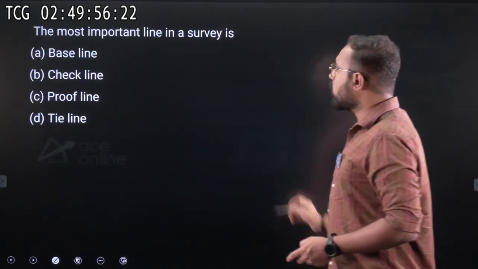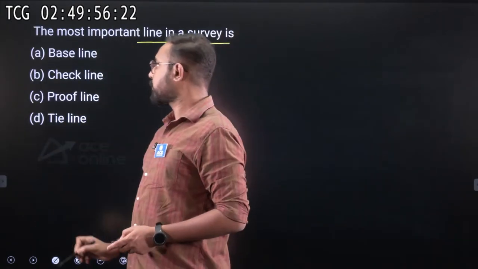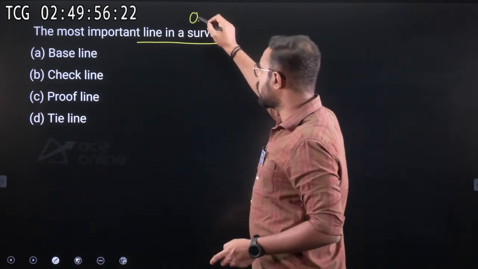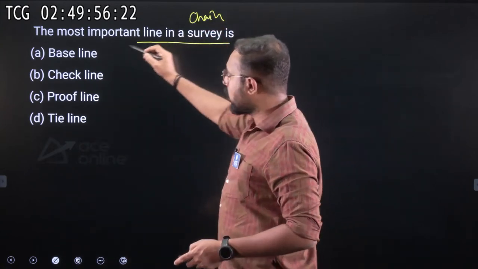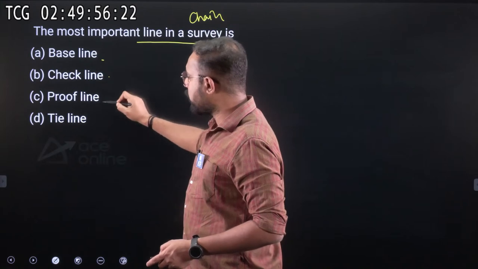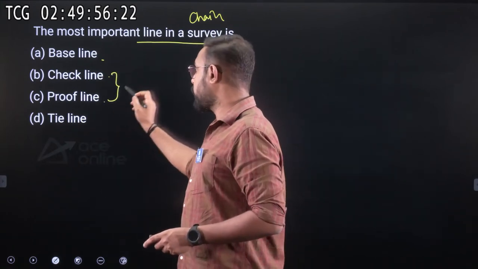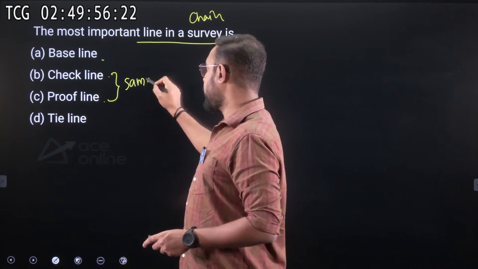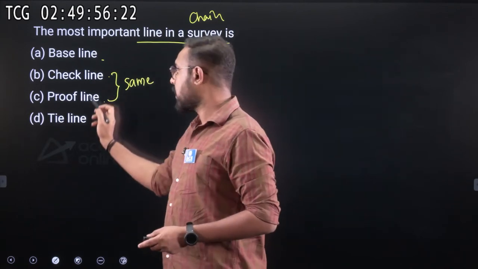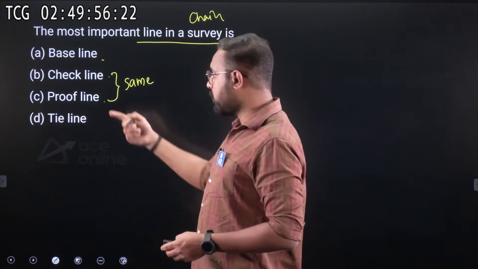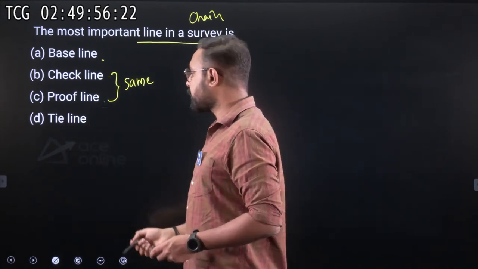Moving on, the most important line in a survey is, right, survey here you should understand means chain survey, because look at the options: baseline, check line, proof line, tie line, these are all coming in chain surveying, and check line and proof line are the same. So two options are there, options B and C, so that is wrong.